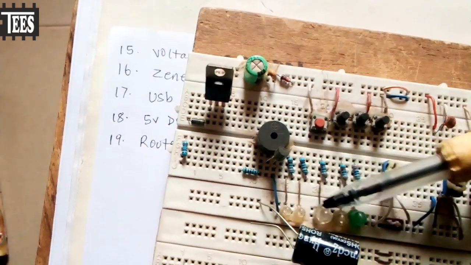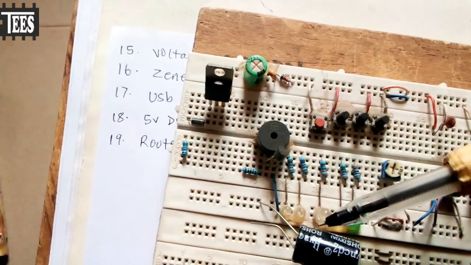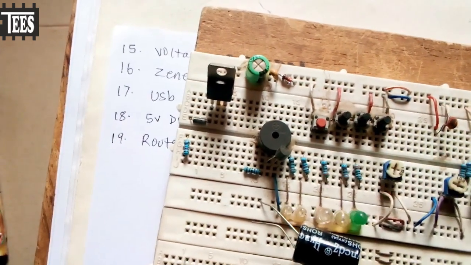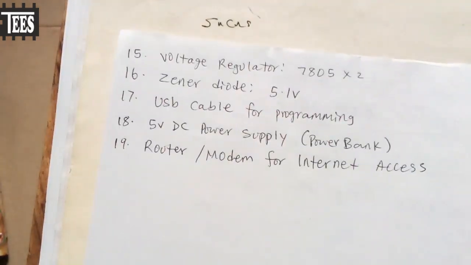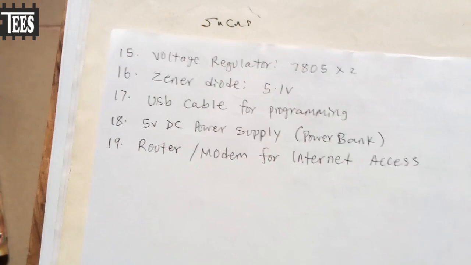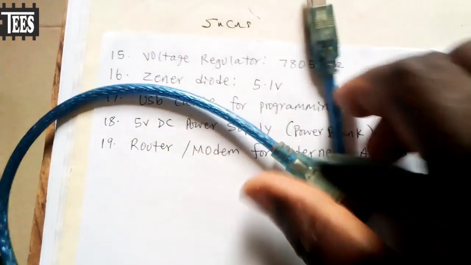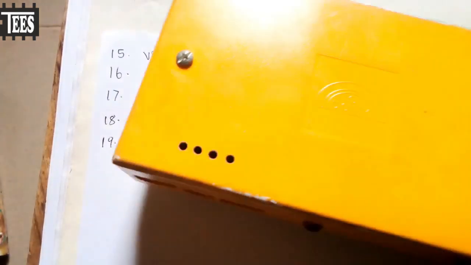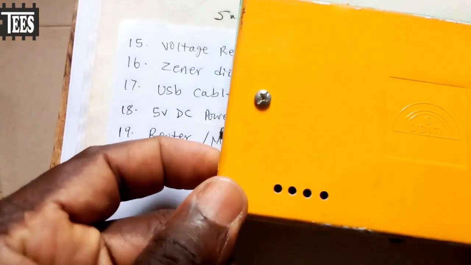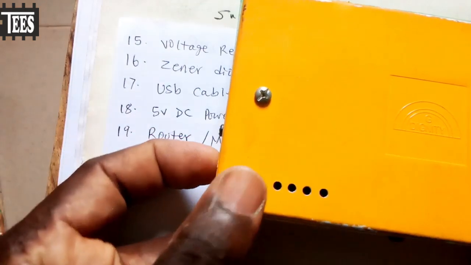There are LEDs also needed: red, green, blue, various colors of LEDs. And then here we have our USB cable for programming. Then we also need a power supply, a 5 volt power supply. This is my custom made, rechargeable 5 volt DC power supply. It's a power bank, you need this also.